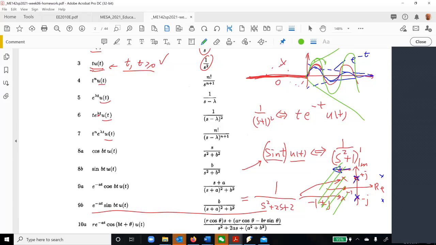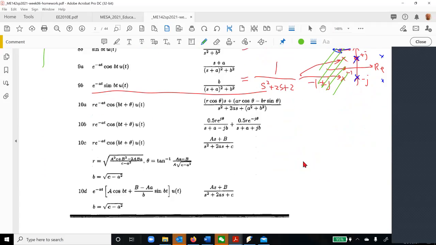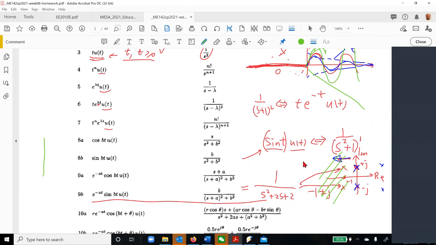So for the sinusoid on the imaginary axis, it neither blows up nor dies out. So it's a sustaining sinusoid. We call this critically stable. It's critically stable, so it's in between stable and unstable. Okay, critically stable. Okay, interesting. So this table will give you quite interesting examples here.